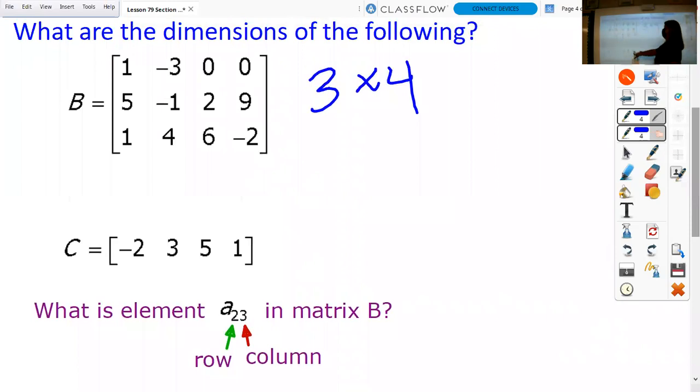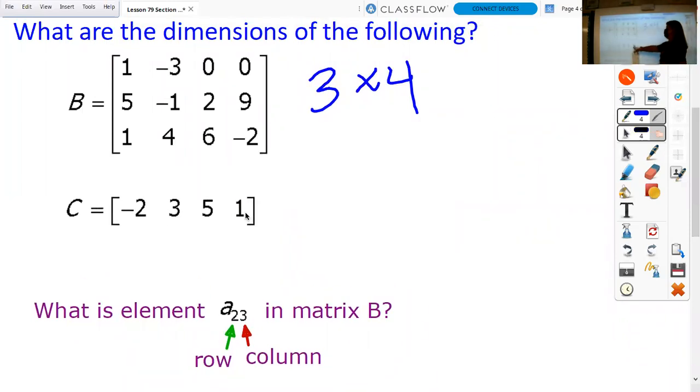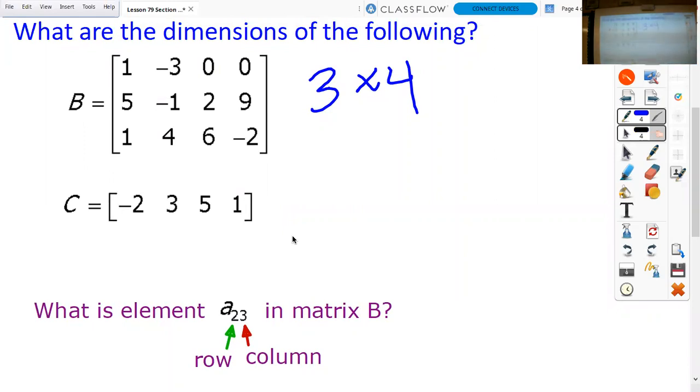Matrix C, I want you to think, but not write down, of what size matrix C is. You could write it if you wanted to, but just hold it in your brain for a moment. All right, you should be thinking 1 by 4. Were you thinking 1 by 4? So 1 row, 4 columns. Even though there's only one thing in each of those columns, it still counts.